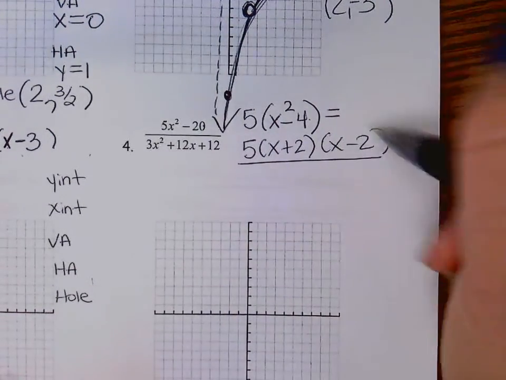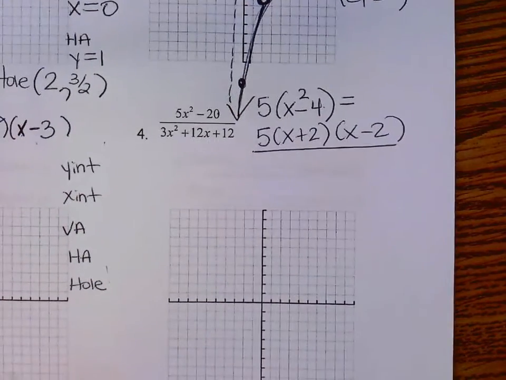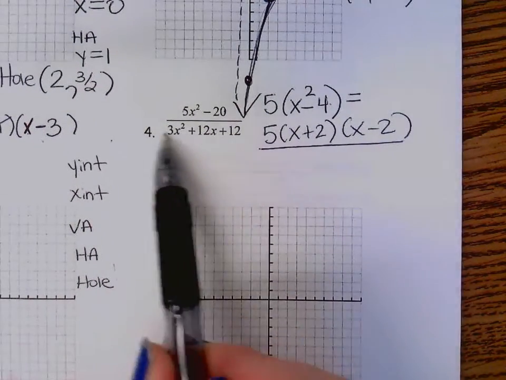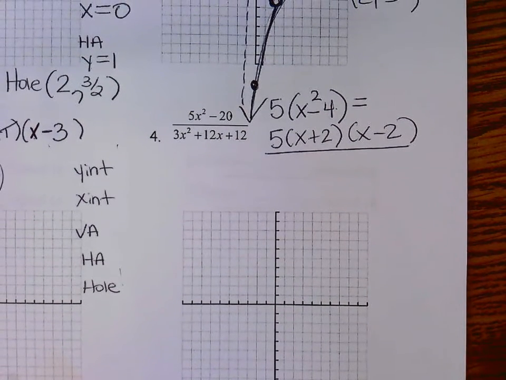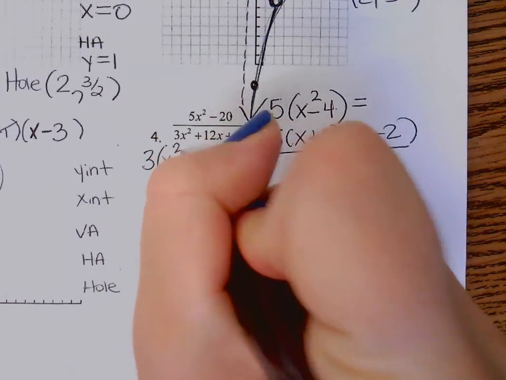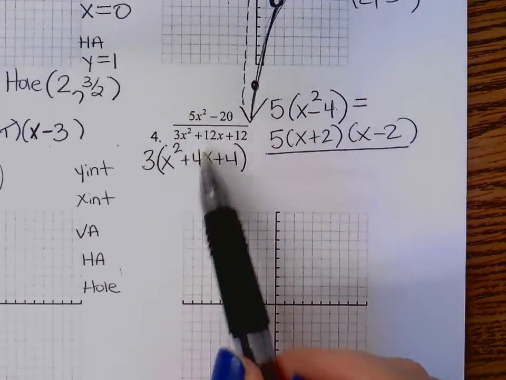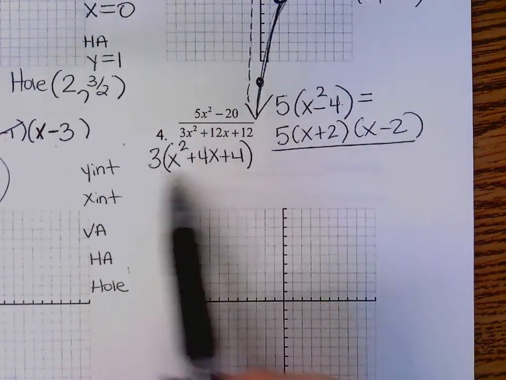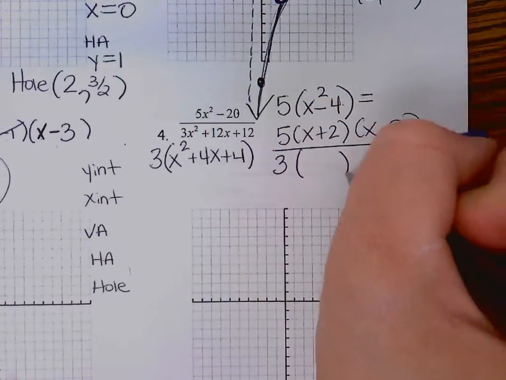So that's my numerator. Now I need to factor the denominator. What can I factor out of the denominator to start with? Greatest common factor of 3. What would I have left? x squared plus 4x plus 4. Are you with me? I'm dividing by 5, then I'm dividing by 3. What's my final answer for factored form here?